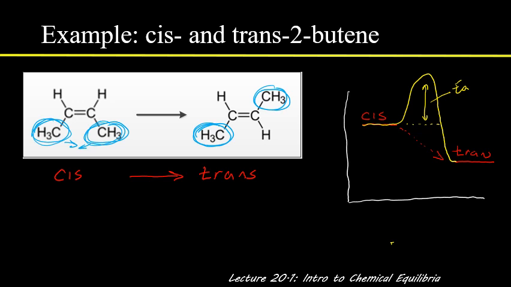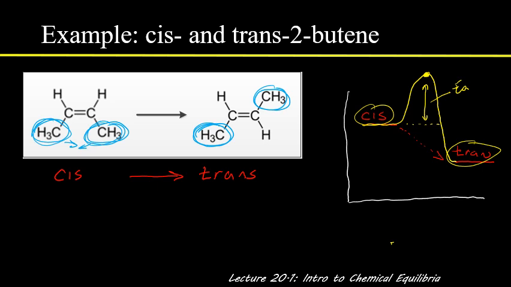And that hump right there is the activation energy barrier. This part in the middle is a molecule in the middle of twisting with a broken pi bond. All right, so we can convert from cis to trans, but in order to do so, we have to rotate through, break that pi bond, and overcome this activation energy barrier.